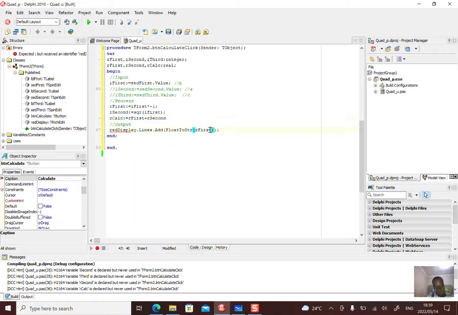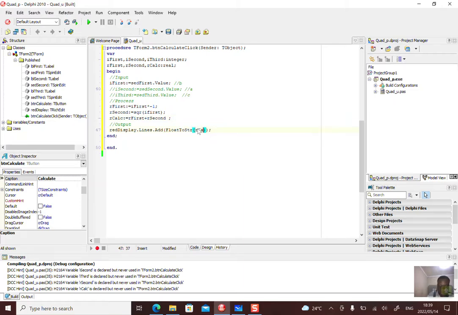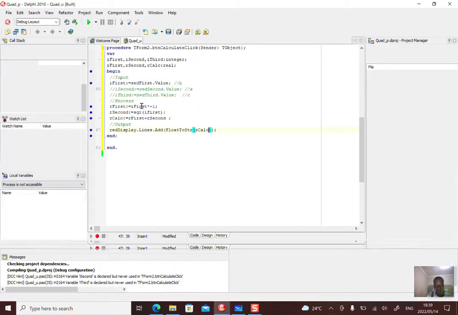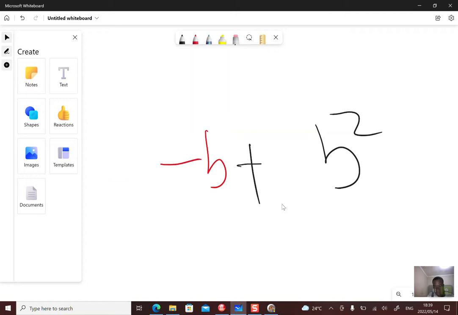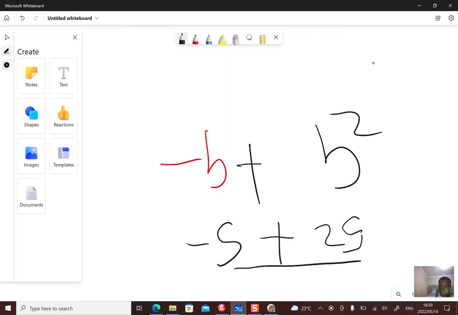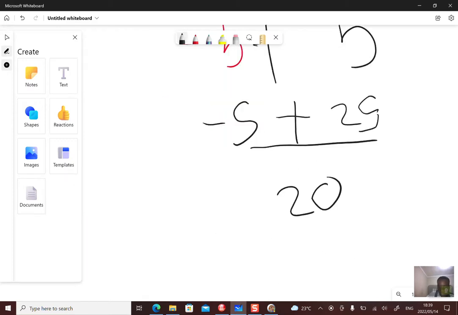And then I'm going to make a slight change right here, and make it iCalc. This is what's supposed to happen. Over here, let me just add 5. Bam. Let's check and see. It should say minus 5 plus b squared, which will be 25. And then when it subtracts, it gives you 20.